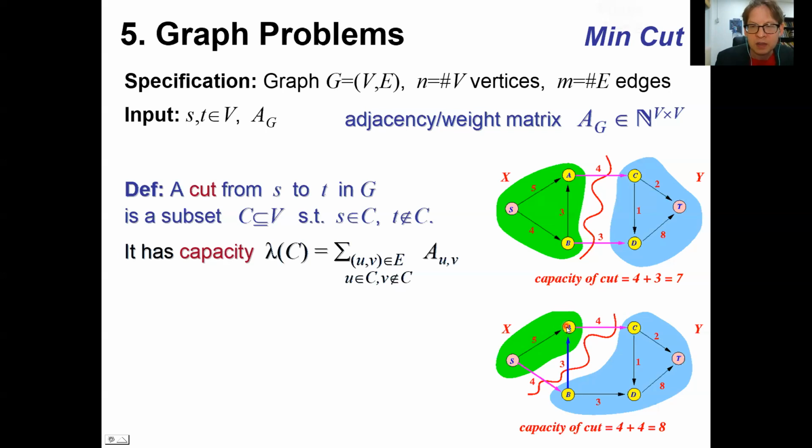Here we really consider only edges that go from the part that contains the source vertex to the part that contains the target vertex, but not edges that go the other way around. And the capacity is the sum of the capacities of those edges, 4 plus 4, but not including 3. Okay, so this defines the capacity of a cut. And the goal here is to minimize the capacity of a cut, to find a cut which has minimum capacity.